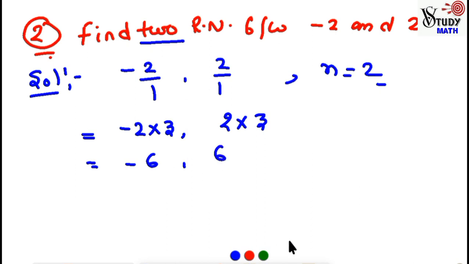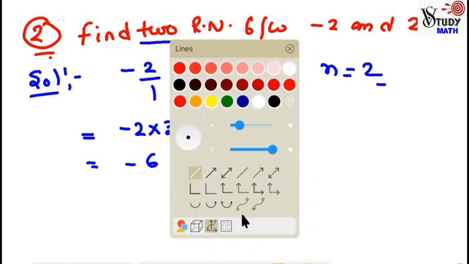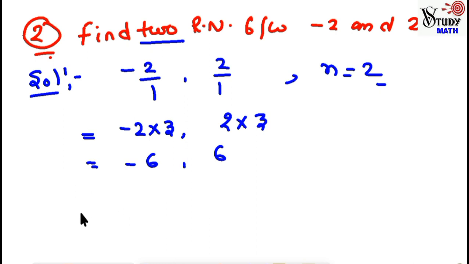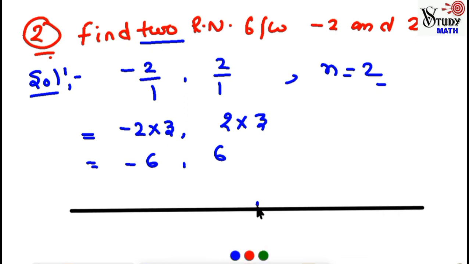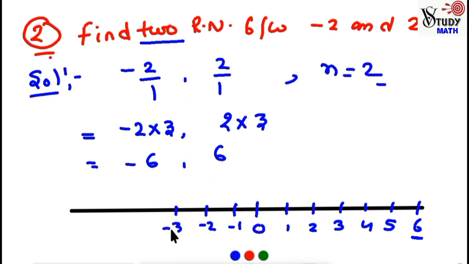So my dear students, we can do one more thing, that is, let's draw a number line. This is our number line. Assume 0 is here, positive 1 is here, positive 2, positive 3, positive 4, positive 5, and positive 6. And negative 1 is here, negative 2, negative 3, negative 4, negative 5, and negative 6. This is negative 6 here, positive 6 here.